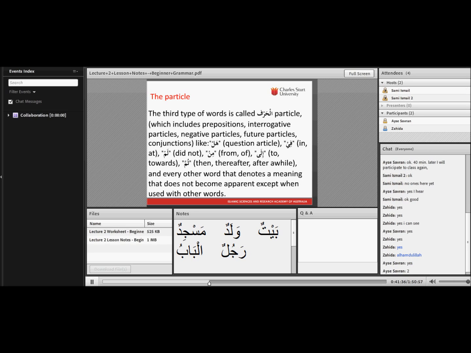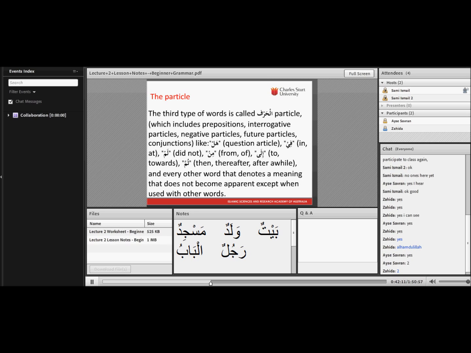Two. Very good. Sister Zahida, how many letters does the word min have? Two as well. Now, there are actually harfs, particles, that come with only one letter. Okay? So the minimum number of letters for a harf is only one letter.